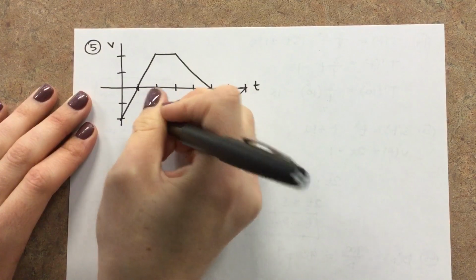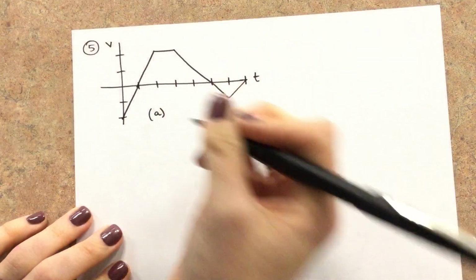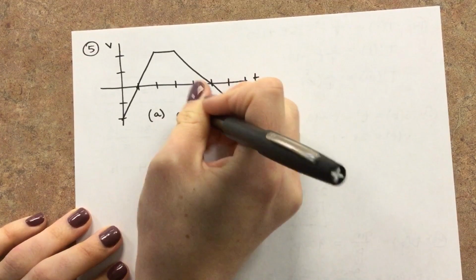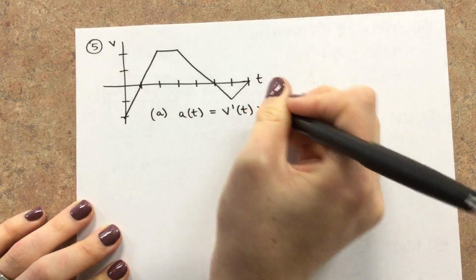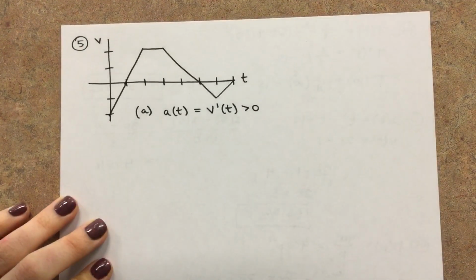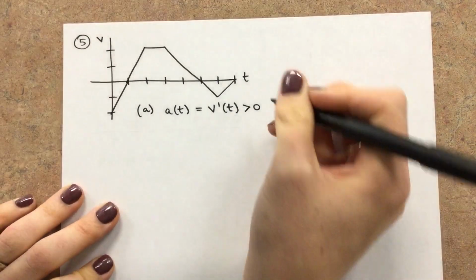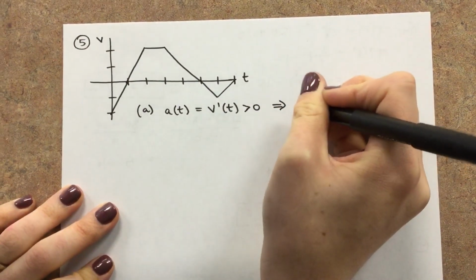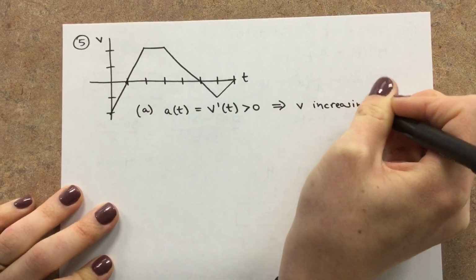We've got a handful of different parts here. Part A says, during what intervals of time is the acceleration positive? One thing to keep in mind is that acceleration is the derivative of velocity, and we want to know when that is positive. Derivatives are positive when the function is increasing. So if v prime is positive, that means v is increasing. Keep that in mind.